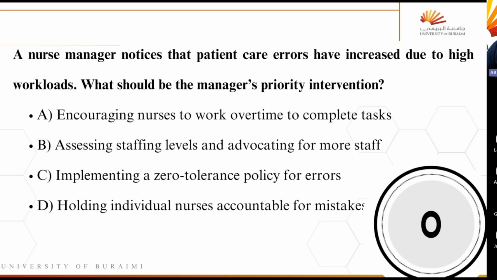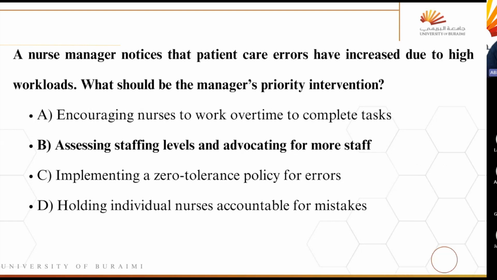بالعموم أنا ما بدي أي خطأ أصلا يصير مع أي مريض، لكن zero tolerance policy يعني تعطي إشارة أو دلالة على وجود عقوبة ممكن تطبق على التمريض اللي هم أصلا صار عندهم patient errors due to high workload. يعني مش كتير مشجع. Holding individual nurses accountable for mistakes، هم individual nurses accountable for their own mistakes، بس هذا شو اللي حل المشكلة؟ وين حل المشكلة؟ صار في الخيار الثاني، فبالتالي بيكون الجواب assessing staffing level and advocating for more staff.